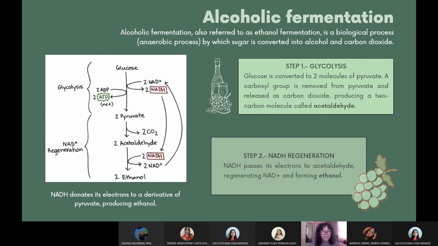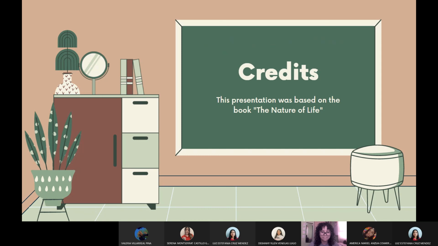In the second step, NADH passes its electrons to acetaldehyde. It is converted to ethanol by using a molecule of NADH. And in addition, here we can see the process step by step in this diagram. Well, this is the end of the presentation.